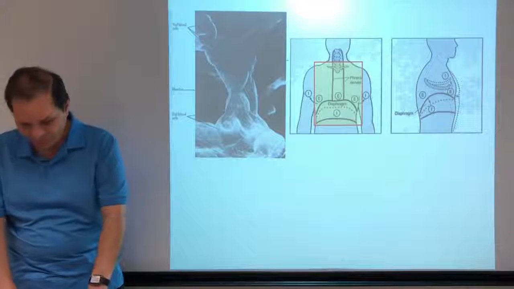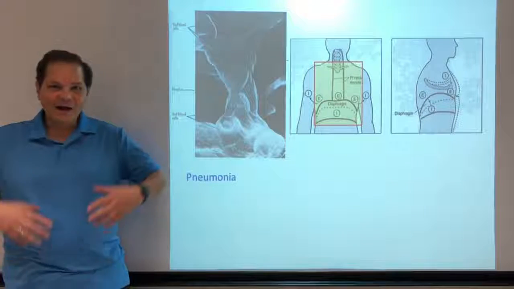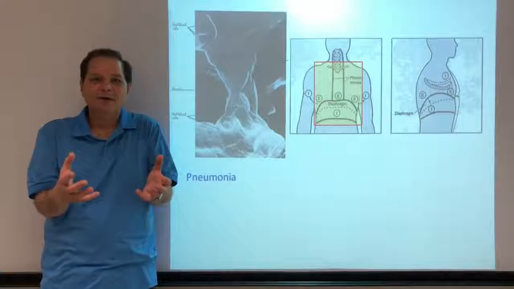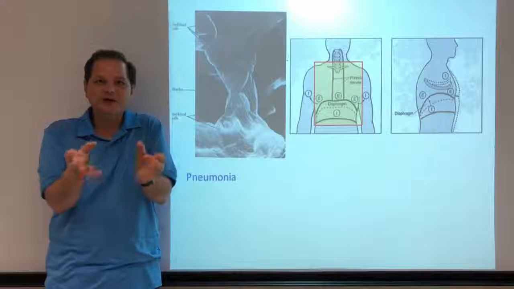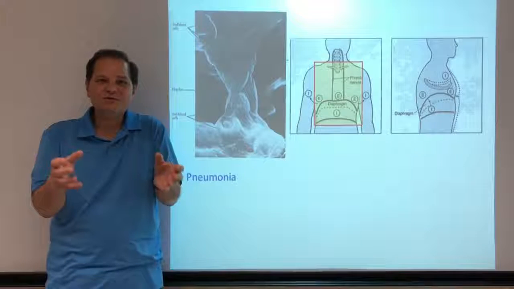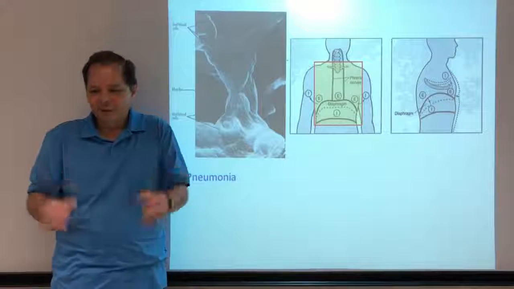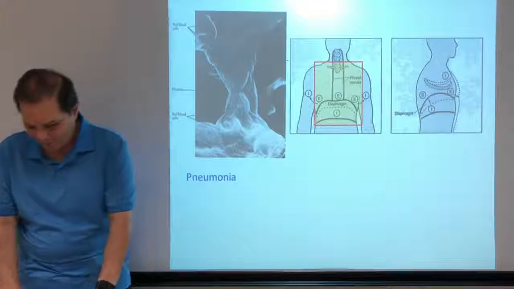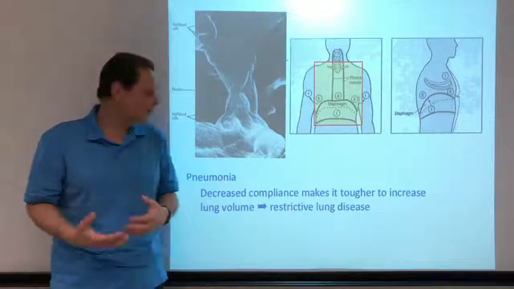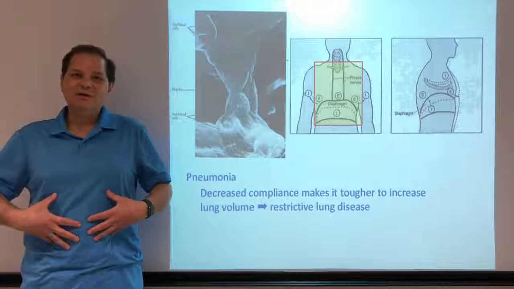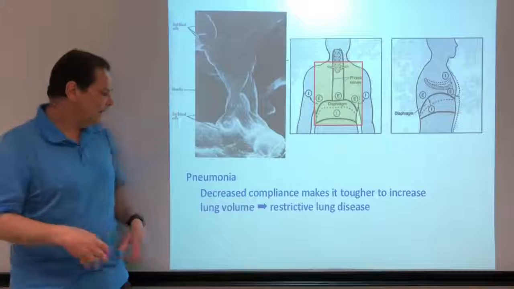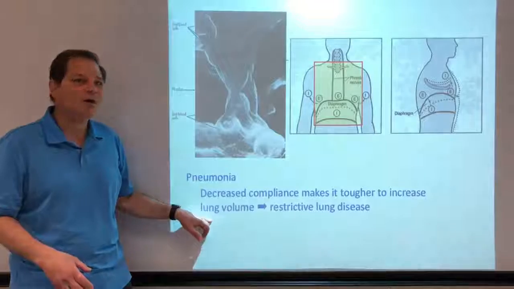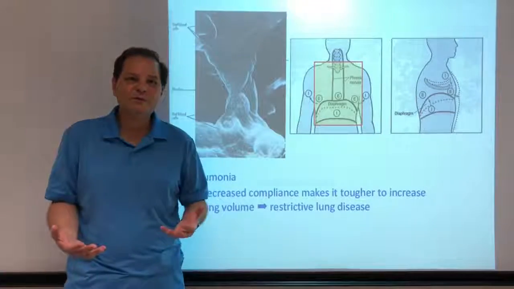So what does that do? Well, if I've got these big thickened membranes, my lungs are becoming heavier. And more important than that, the walls of the alveoli and the walls of the tissues of the lungs are becoming thicker. Another way of saying that is that they become less compliant. And if they become less compliant, more difficult to stretch, that means during inspiration, it's harder to inspire. And so decreased compliance of the lungs makes it tougher to increase lung volumes. And that can cause respiratory difficulty.